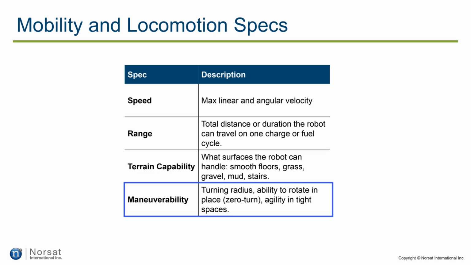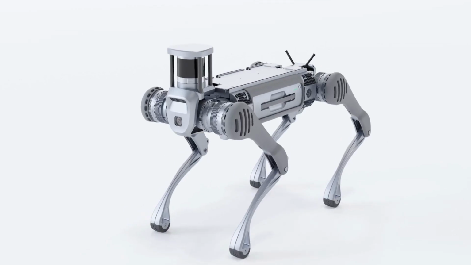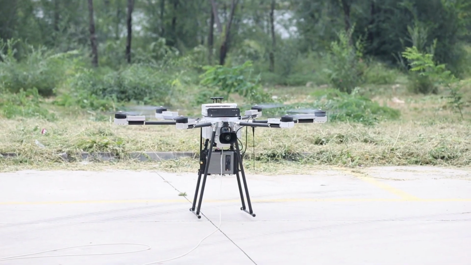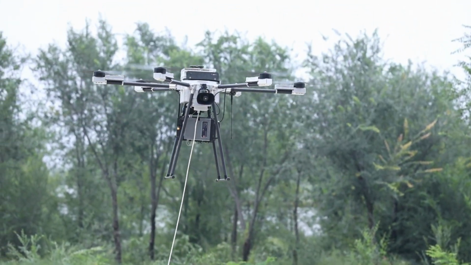Maneuverability includes turning radius, agility, and the ability to navigate tight spaces. Certain platforms also feature multimodal movement, combining wheels and legs, or adding flight capabilities for hybrid drones. These systems offer extreme versatility, but may involve trade-offs in complexity, cost, and maintenance.